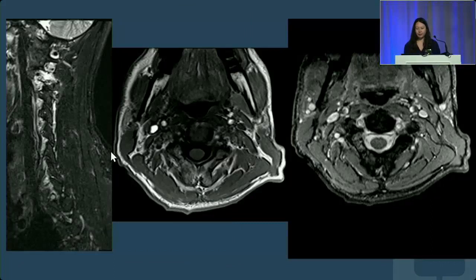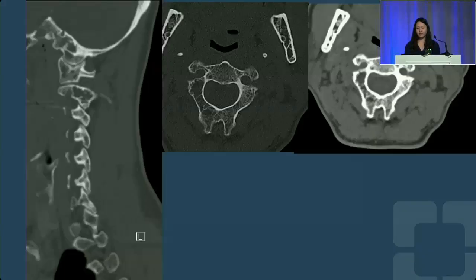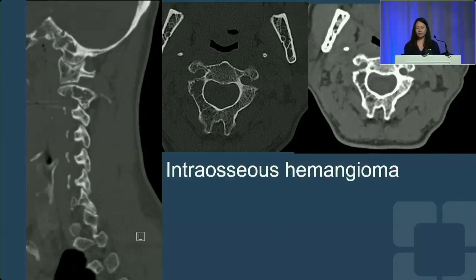Okay. And then this is just another example where there's intrinsic T1 hyperintensity associated with this lesion. Here's the lesion here on the T2. So that kind of tells us that it may not be a very malignant, aggressive process. It could be a benign process. And on CT, you get this characteristic corduroy striated appearance of the bone. This is an example of an intraosseous hemangioma.